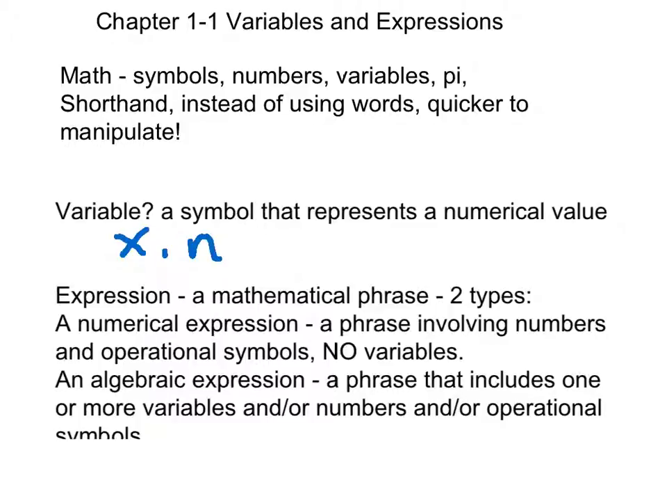And there are two types. A numerical expression is a phrase which only has numbers in it and operational symbols. And the operational symbols can be a division, or an addition, or a subtraction, and so on. There's no variables in a numerical expression. An algebraic expression, on the other hand, is a phrase that includes one or more variables and/or numbers and/or operational symbols. So an algebraic expression has to have a variable in it somewhere.